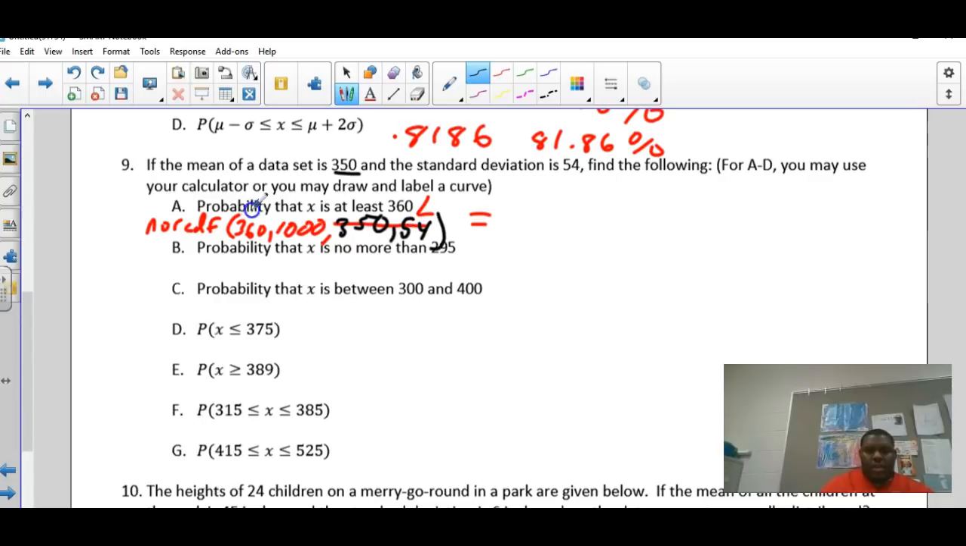Okay, and that's how you would do it, guys. Like that. Put that in your calculator. When you do that, you get 0.4265. There you go, right there.